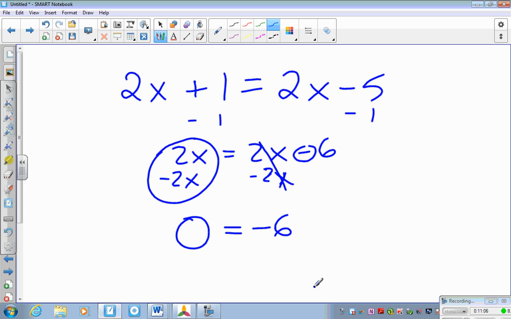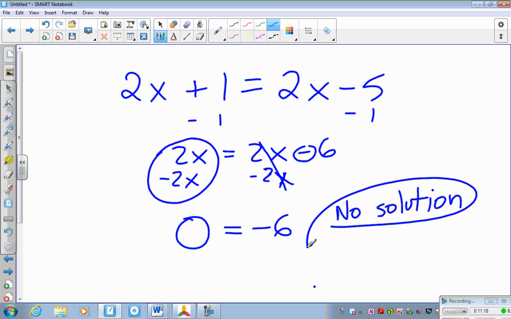If you get a nonsense answer, that means that this is no solution. Say, no way, Jose, that is not possible. There's no way that 2x plus 1 is the same as 2x minus 5. And you're absolutely correct. You're done.